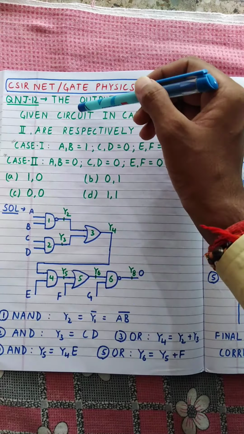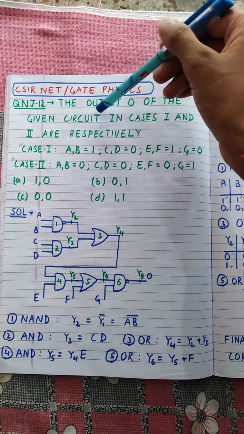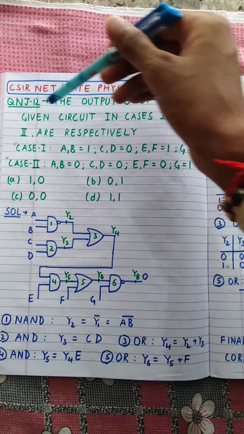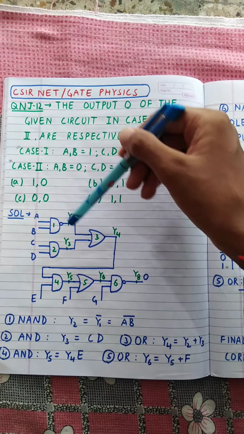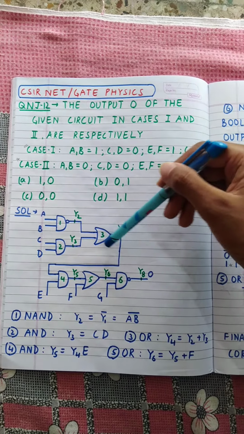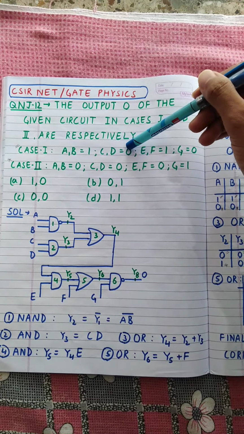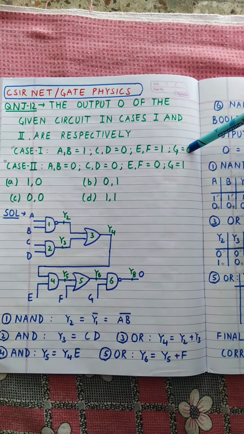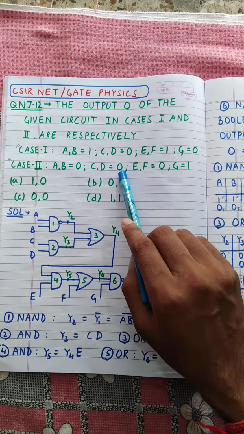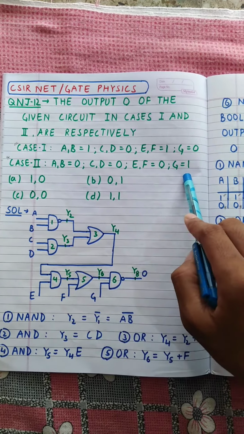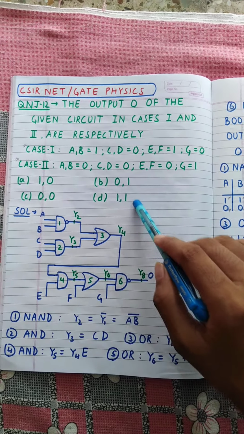Today we will be discussing a question which was asked in the NET exam in June 2012. Let us read the question first: find the output O of the given circuit in cases 1 and 2 respectively. Case 1: A and B both 1, C and D both 0, E and F both 1, and G is 0. Case 2: A and B both 0, C and D both 0, E and F both 0, G is 1. Four options are given, and we have to choose the correct one.